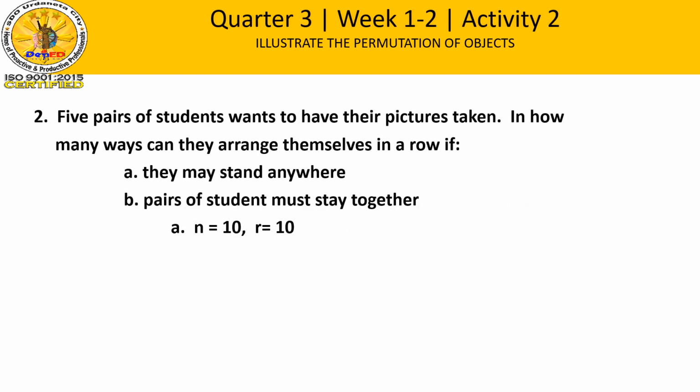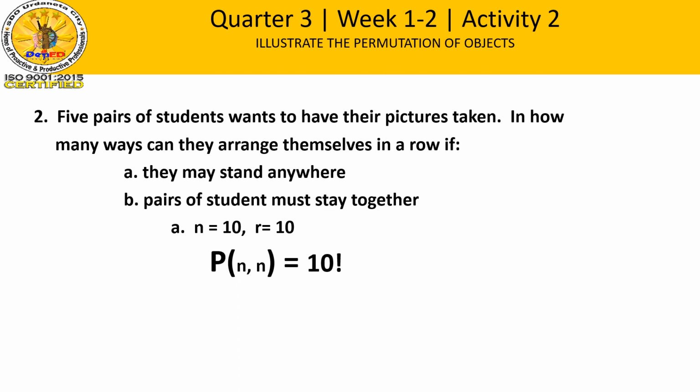Next, 5 pairs of students want to have their pictures taken. In how many ways can they arrange themselves in a row if, letter A, they may stand anywhere, and letter B, pairs of students must stay together. In letter A, they may stand anywhere, so therefore n, the number of objects, is equal to 10, and r taken r at a time is equal to 10.